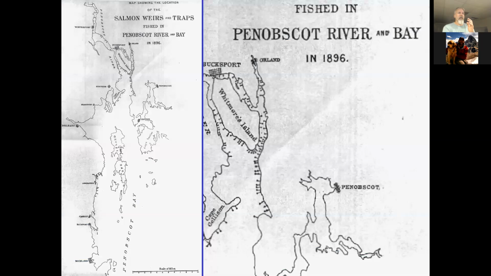Salmon were also really abundant in the area, and these are weirs, and I actually show this just because it's a type of gear that we haven't really talked about very much, but it's a very effective type of gear.